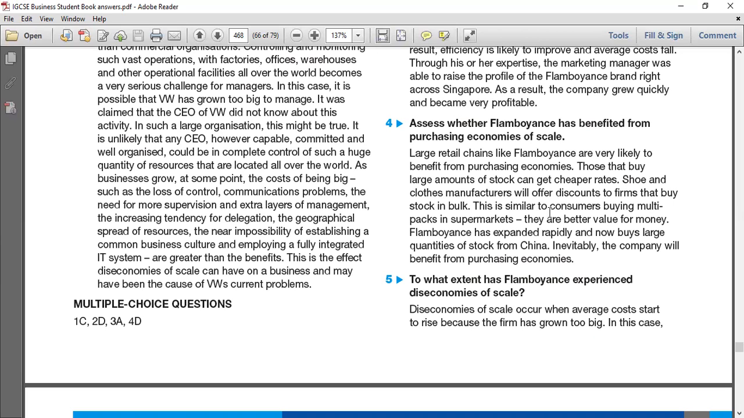And discount firms buy in stock. This is similar to consumers buying multipacks in supermarkets, and they are better value for money. So Flamboyance has expanded rapidly and now buys large quantities of stock from China. Inevitably, the company will benefit from purchasing economies. To what extent has Flamboyance experienced economies of scale?